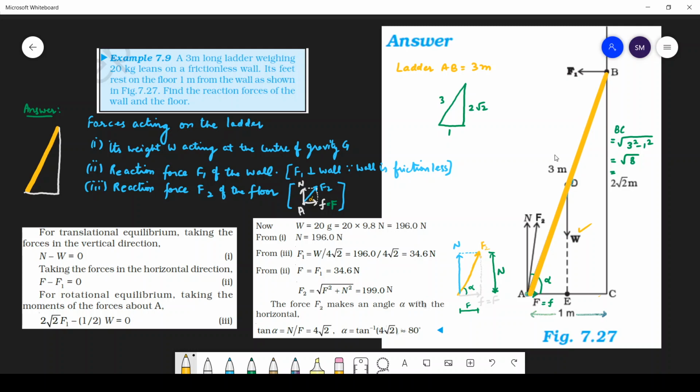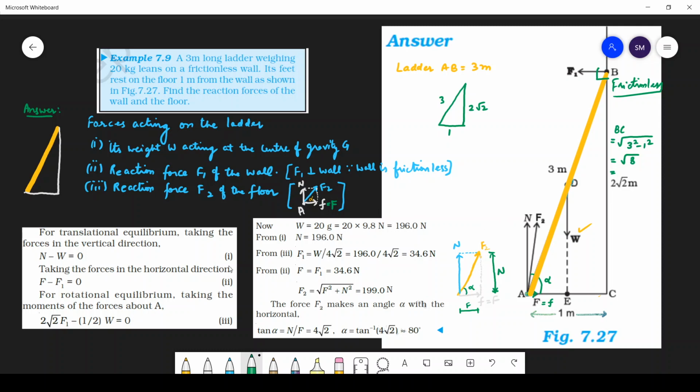This wall is actually frictionless. Okay, students, it won't take more than 5 minutes. Just focus on it. We already have understood the concept. When the wall is frictionless, the reaction force on the wall will be perpendicular to the wall. So whenever we have a frictionless wall, this reaction will be at 90 degrees.